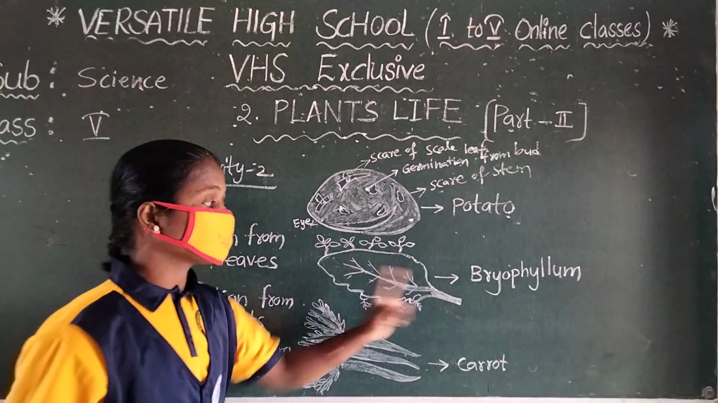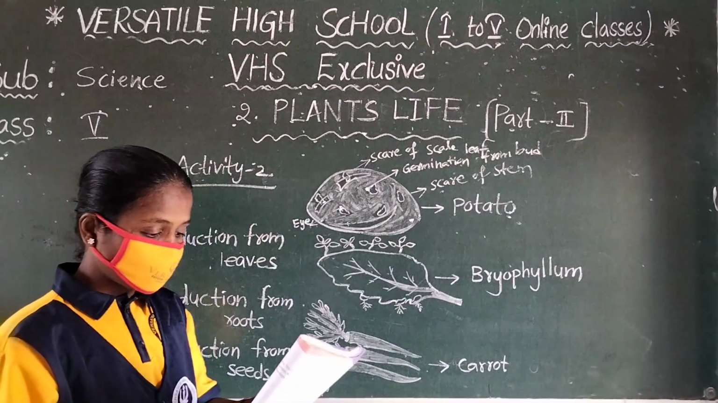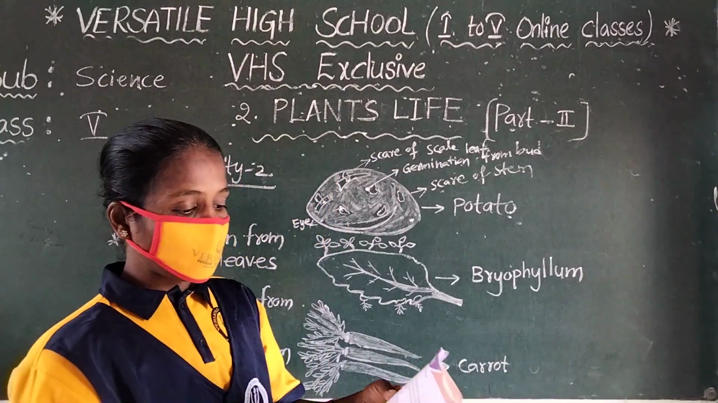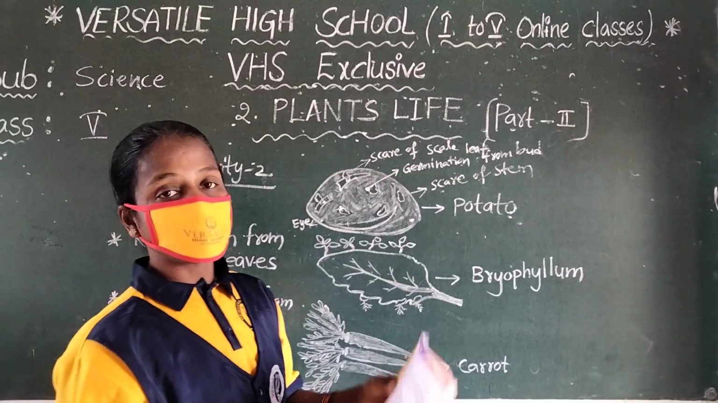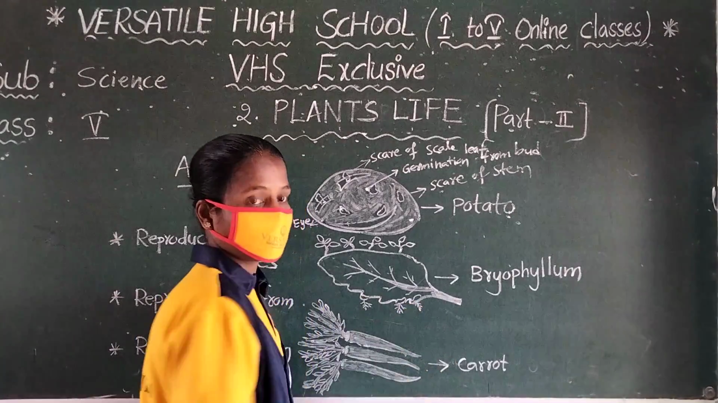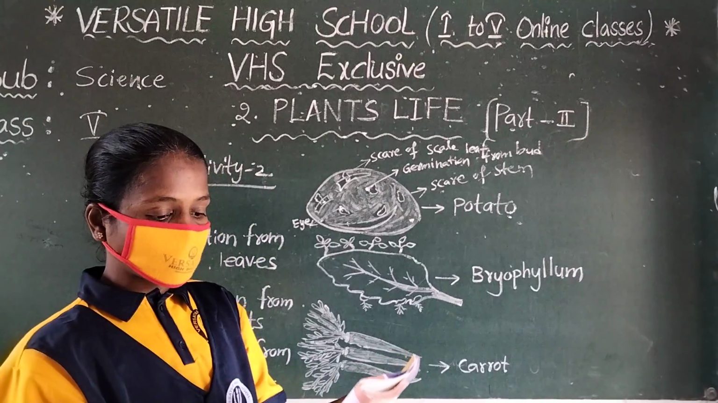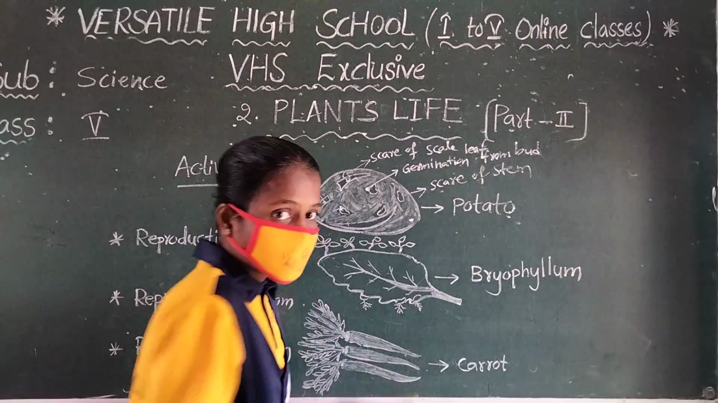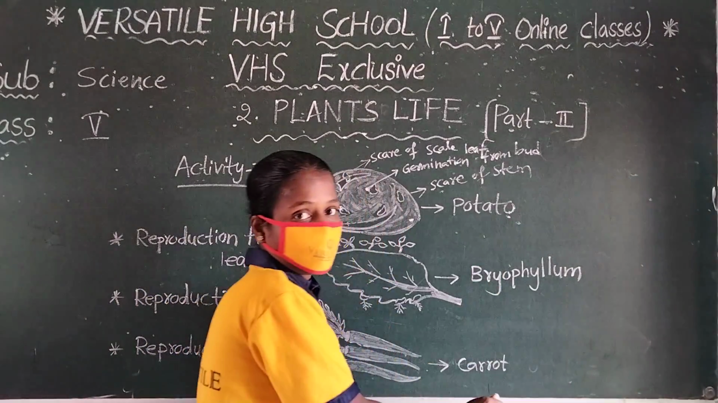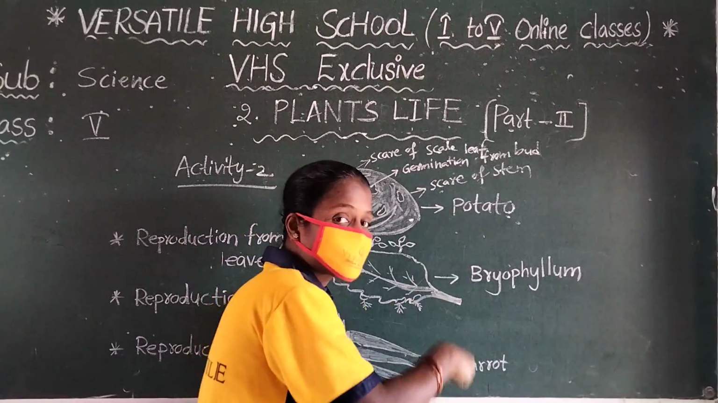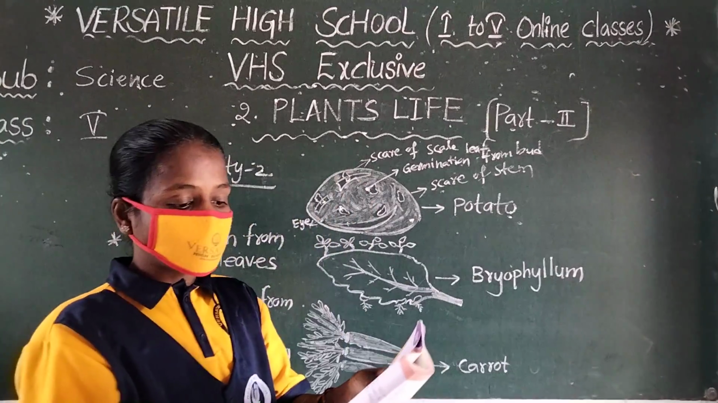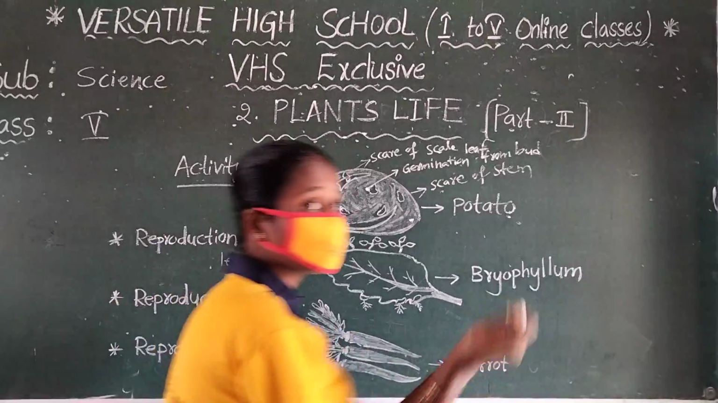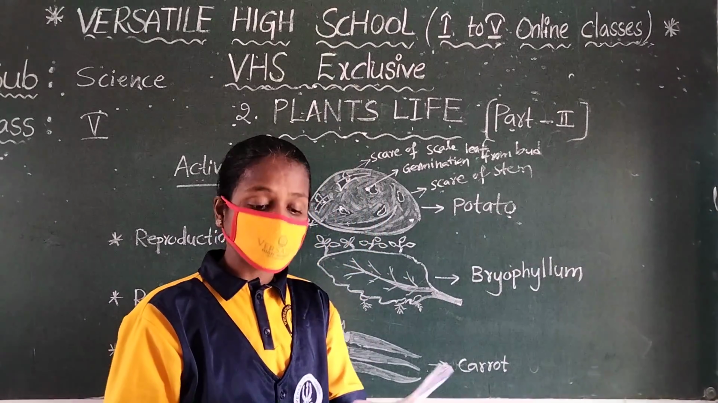Group 2 takes the bryophyllum leaf. This is the bryophyllum leaf. Keep the margin of the leaf moist. That means take some water and place the leaf, along with the margin, in the soil in a pot, and press it. Then sprinkle water on the soil every day. Sprinkle water, don't give the water directly. Then observe.